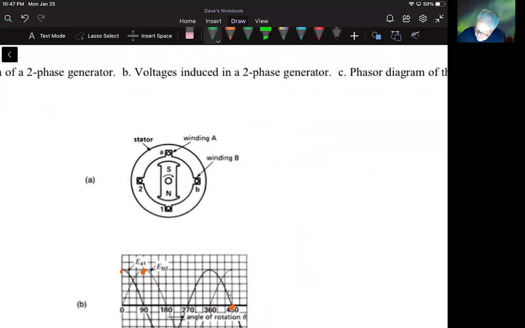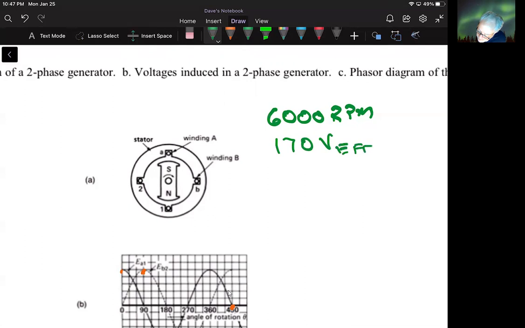is rotating at 6,000 RPMs. So this magnet is making 6,000 complete revolutions in 1 minute. And it generates an effective sinusoidal voltage of 170 volts. That's effective, or another term for that is an RMS voltage, right? And the question says, what is the peak voltage across each phase?